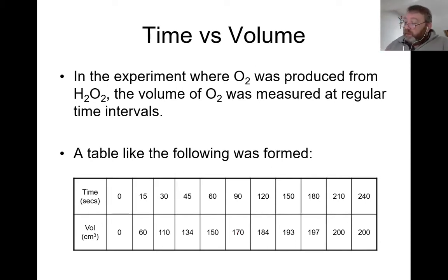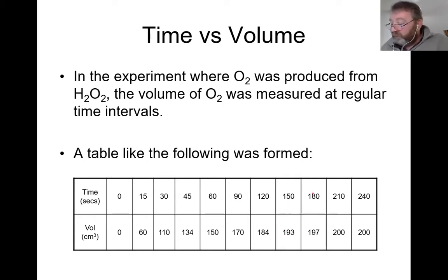Now, take a look at the volume, and particularly the volume at the end, and it becomes very clear how you know when the experiment is over. At the beginning of your experiment, you're not going to have any bubbles. That's fine. After the first 15 seconds, you collected 60 centimeters cubed of oxygen. After 30 seconds, 110 centimeters cubed. After 60, 150. After 150, 193. Now watch what happens next.